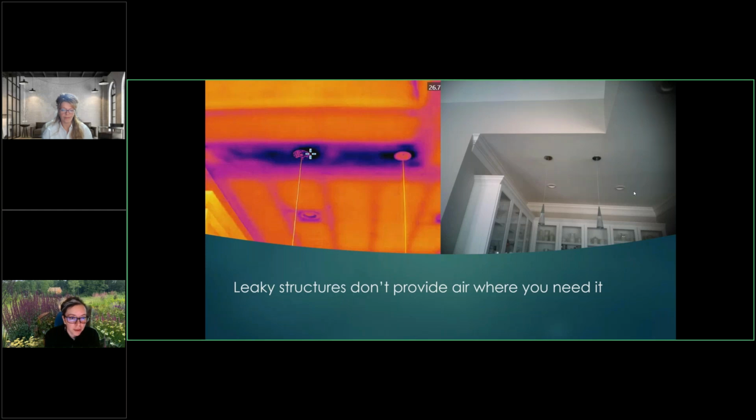I love infrared photos. For those of you who haven't seen an infrared photo before, the photo on the left, for me, because this is a cold climate, is showing cold. So, above those light fixtures, which are basically just a whole bunch of tiny chimneys into the attic, you'll see a lot of air infiltration around there. It's also possible no one laid the insulation back down after they put this electrical in. So, you're seeing really cold spots. Those leaky structures don't provide air where you need it. They provide air wherever it's leaking. And above my dining room table is probably not the place that I want it. And I definitely don't want to breathe in the stuff that's in my attic.